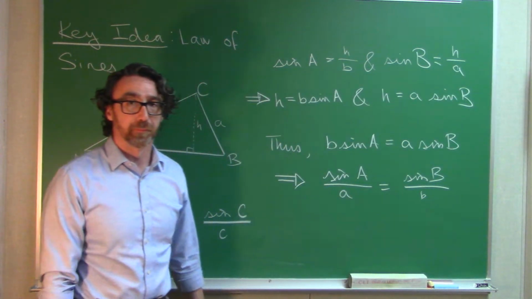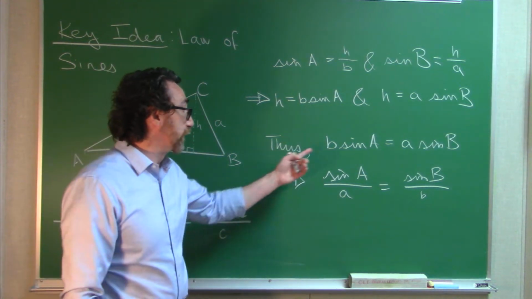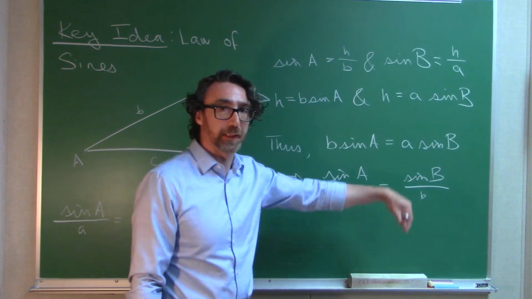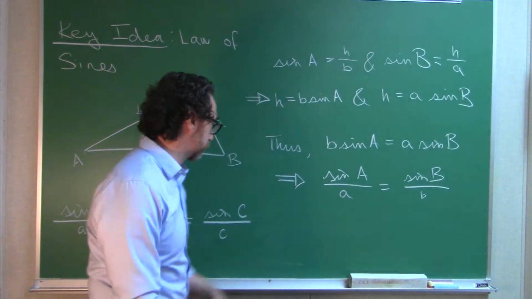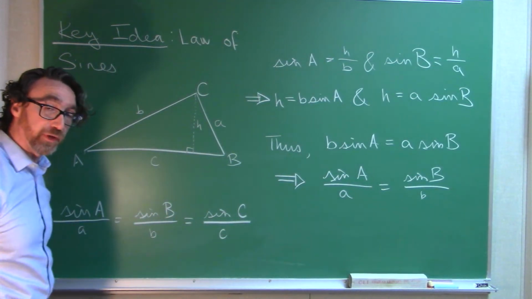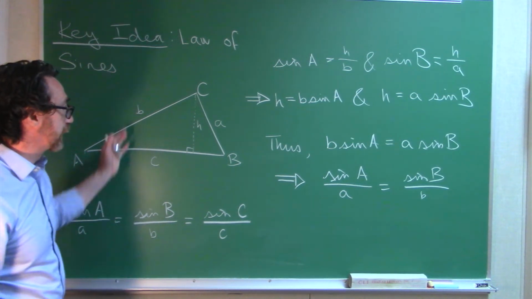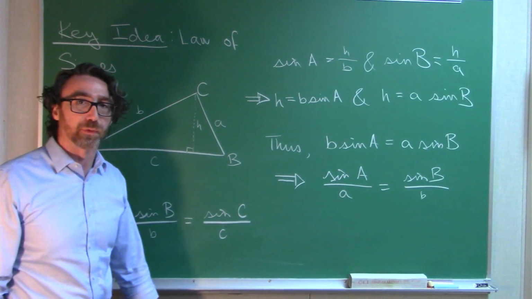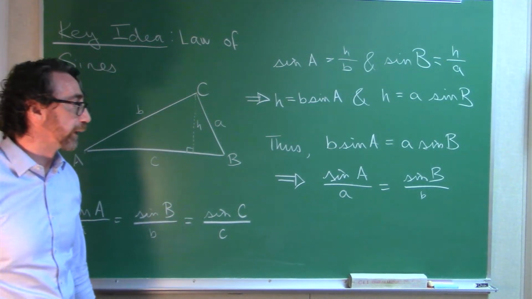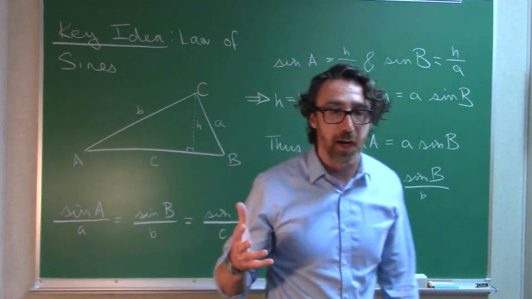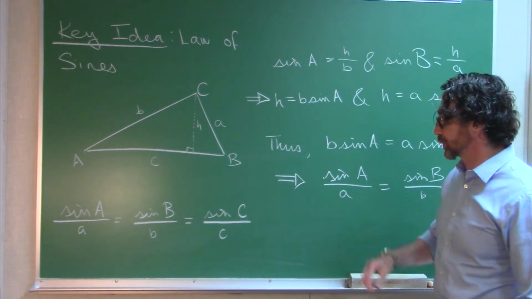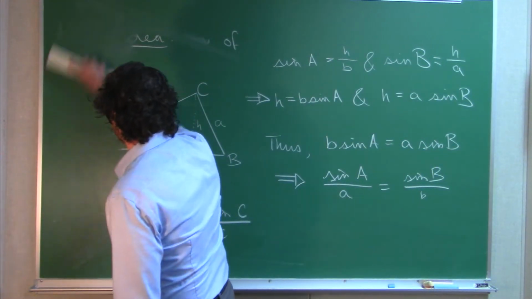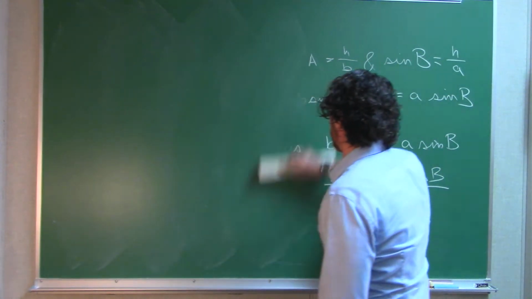I would divide both sides of this by ab. That way the b's would cancel here and the a's would cancel here, and I would be left with this, which is the first part of the law of sines. You can get the other part by drawing a different altitude and bringing in angle C into the mix with some right triangle trig. So this is the idea of why the law of sines is true. So let's look at an example or two where we use the law of sines.